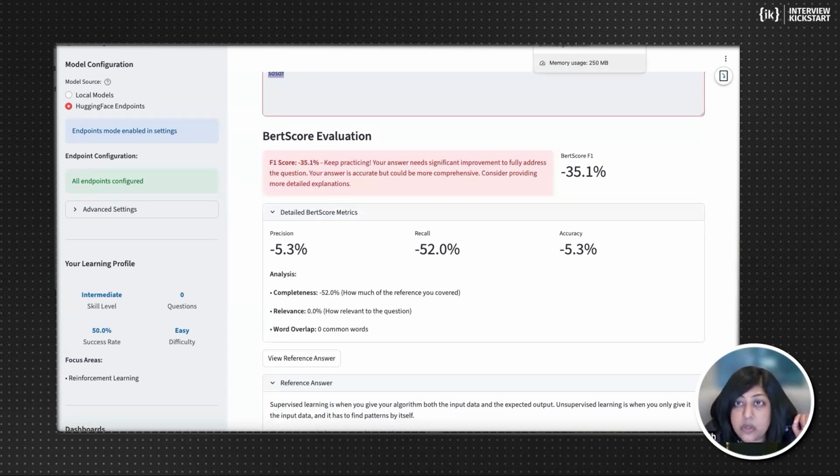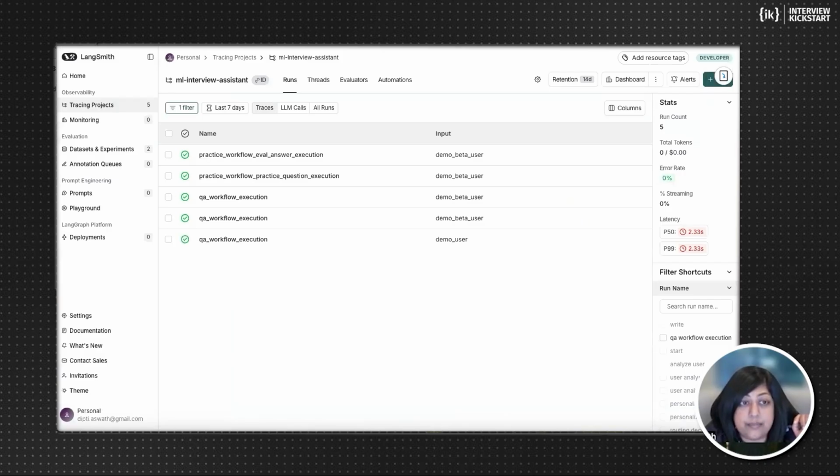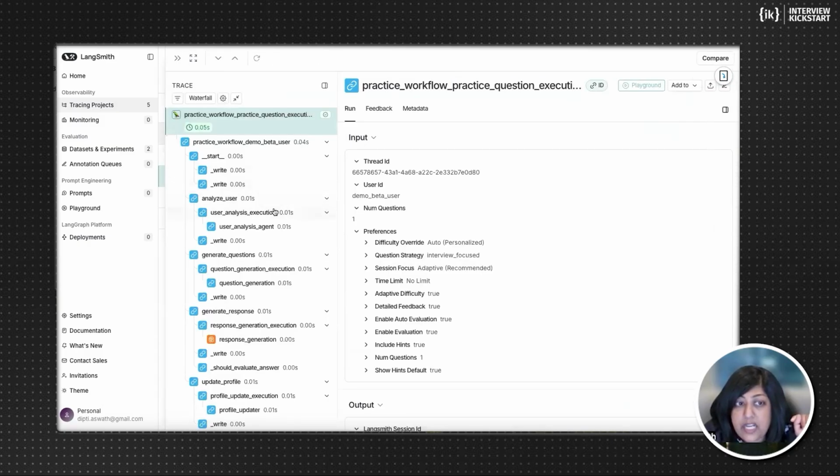So now let's look at the traces that were generated for this. All right. So you'll see that as a demo beta user, my practice question execution had traces, my eval answer had traces. So if I need to figure out whether the two workflows worked well, here's my first stop. This is my workflow level tracing as well as my agent level tracing.